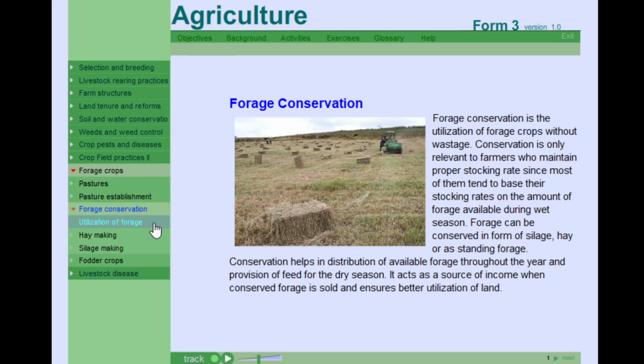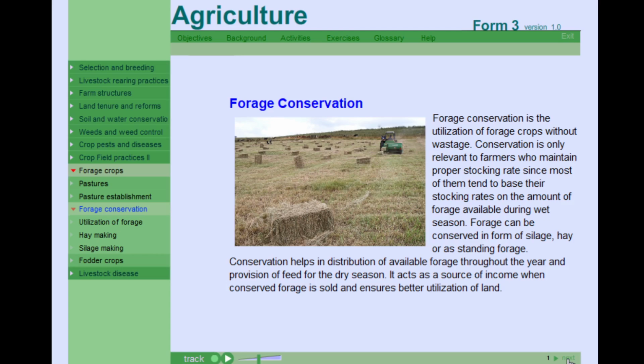Forage conservation. Forage conservation is the utilization of forage crops without wastage. Conservation is only relevant to farmers who maintain proper stocking rate, since most of them tend to base their stocking rates on the amount of forage available during wet season. Forage can be conserved in form of silage, hay, or as standing forage.